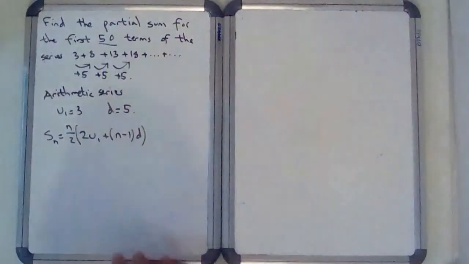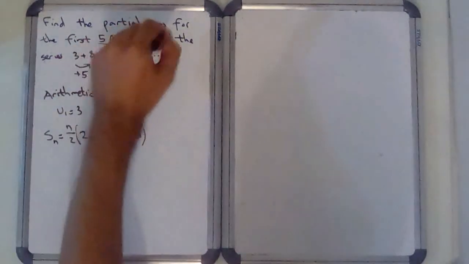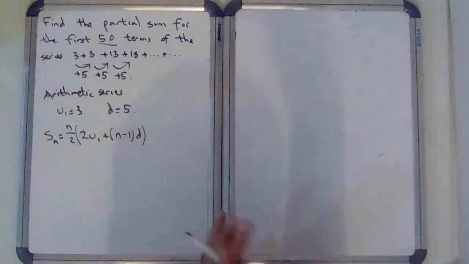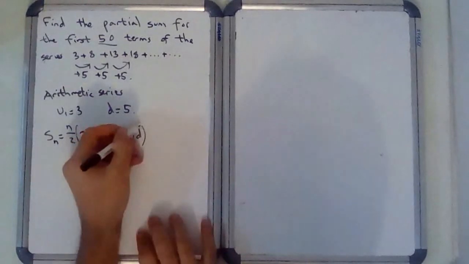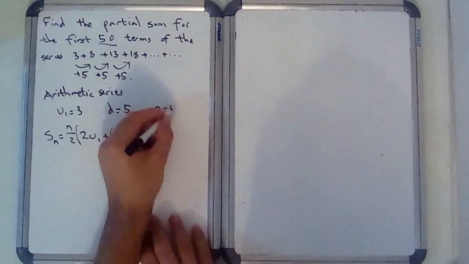It wants the partial sum of the first 50 terms. Now it says partial sum. Basically all of these series, because it kind of does this, it's what's called an infinite series. So this never ends. It's just we're being told, well, tell me what the first 50 terms add up to. That's why it's called a partial sum. So we know n equals 50.